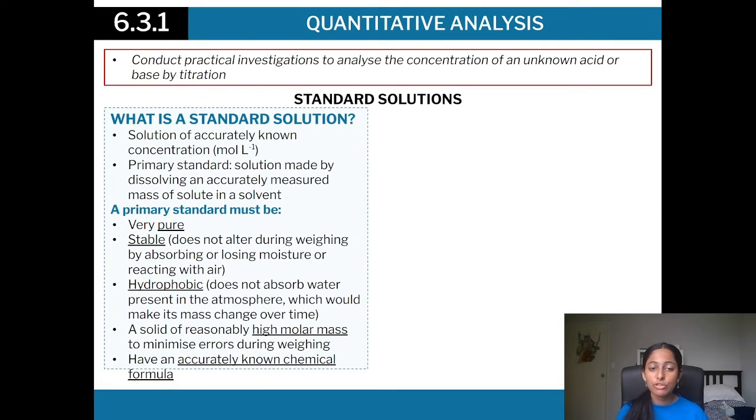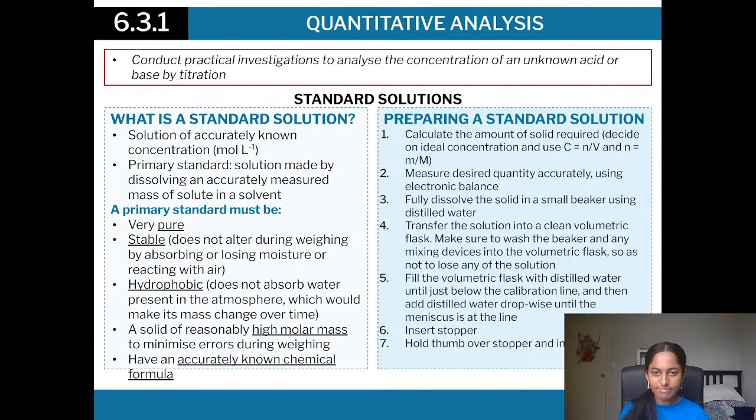It should be non-hygroscopic, which means it does not absorb water from the atmosphere, because that means it'll just be changing mass over time. And it also needs to have a reasonably high molar mass so that, when you're weighing it and doing calculations, it's not going to be as inaccurate. And it should have a known chemical formula.